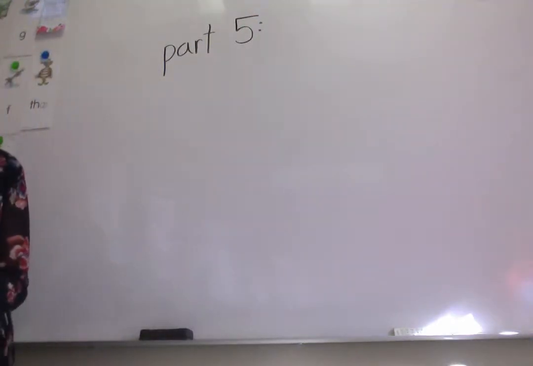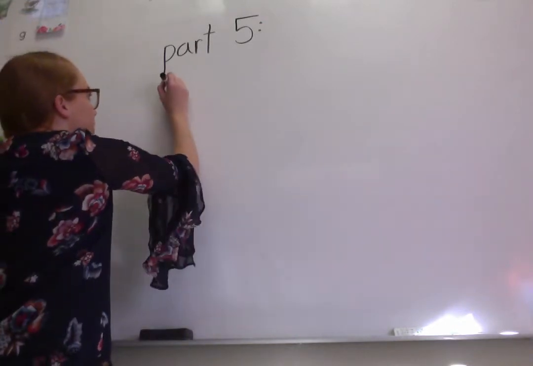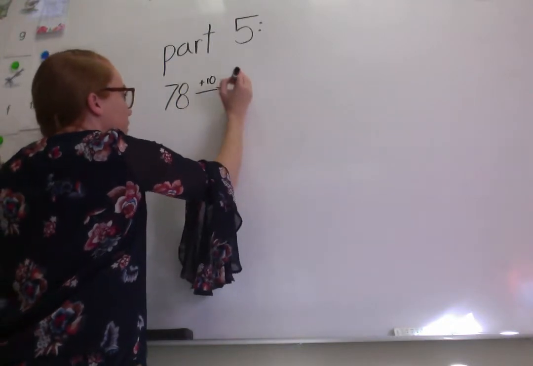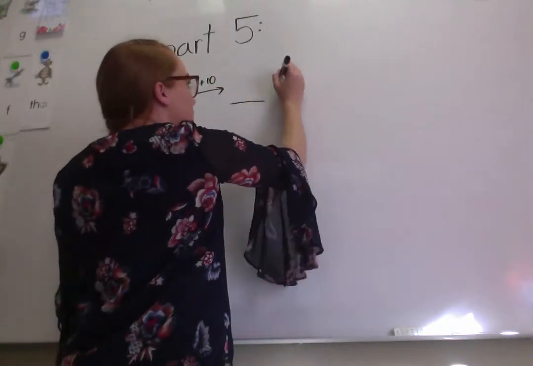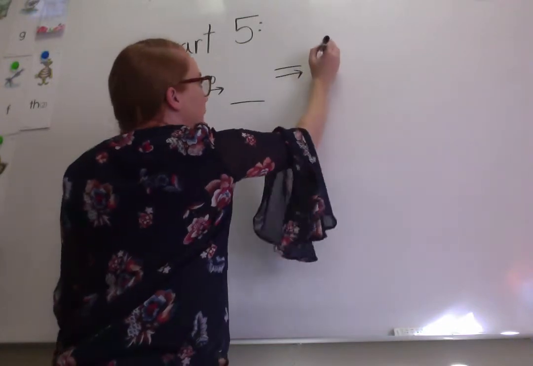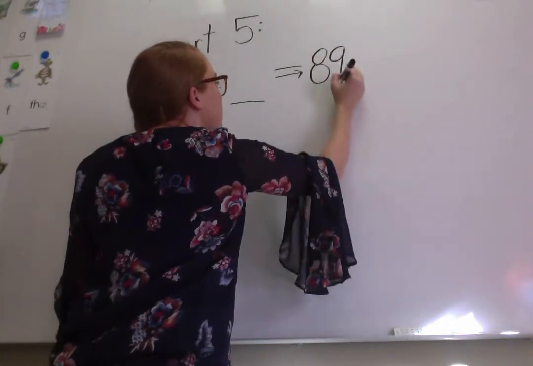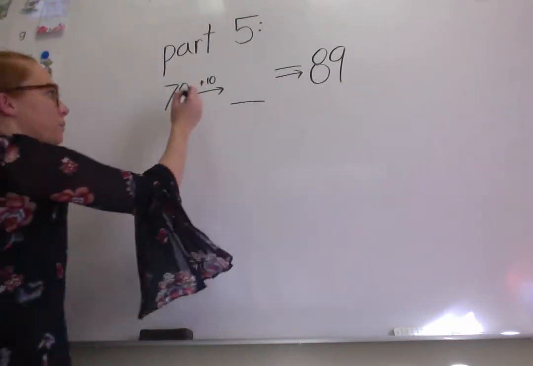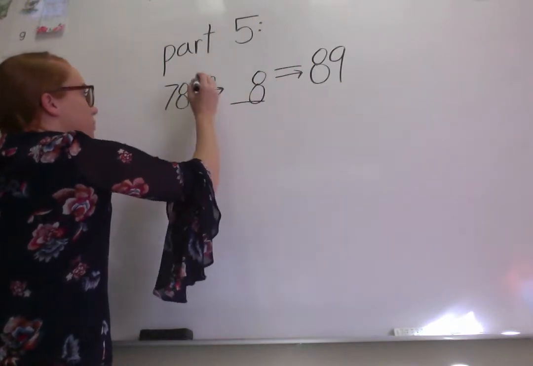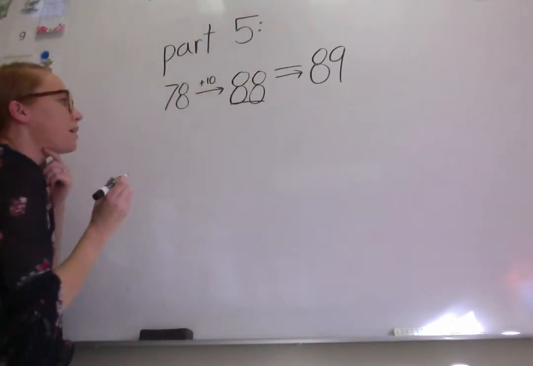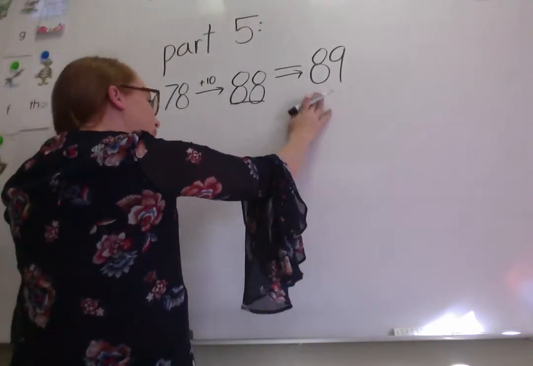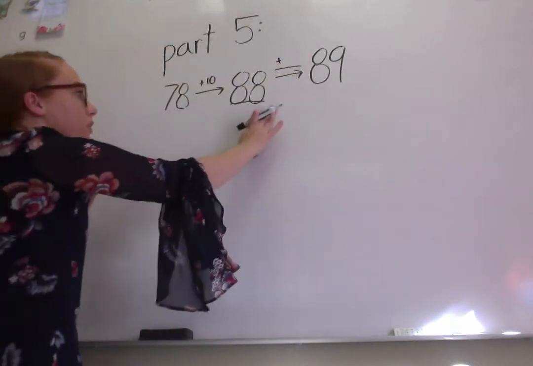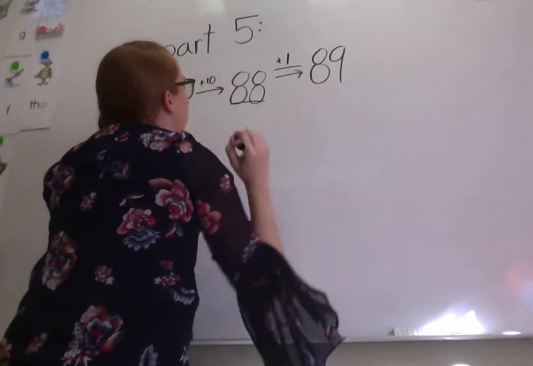Alright, so on part 5, you're finding the missing number. So if I have 78, and it says plus 10 blank, arrow, there's a blank here, and the last number says 89. So first we're going to start at the beginning. 78 plus 10, we can do that. 8 plus 0 is 8. 7 plus 1 is 8. Oh, we have 88. Now this is the hard part. How do we get from 88 to 89? Did we add or subtract? Well, we got bigger, so we added. The 1s are the only thing that changed, so we added 1.